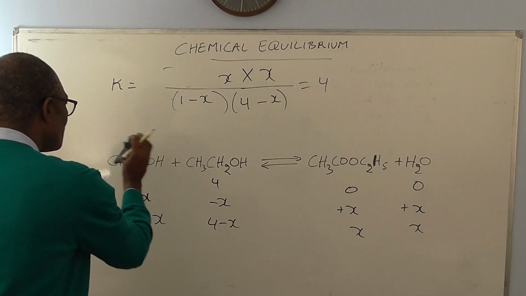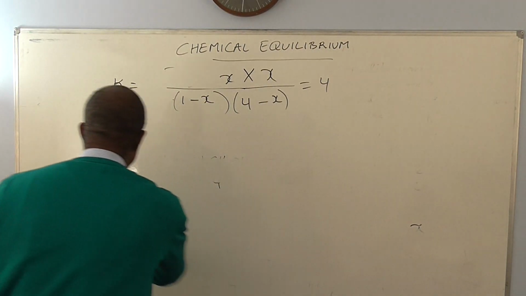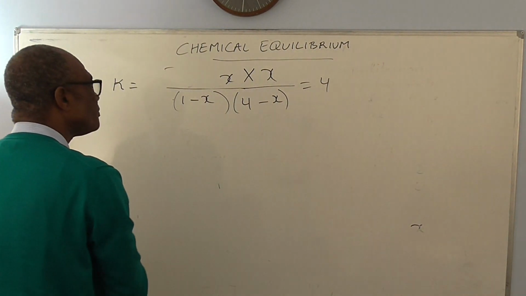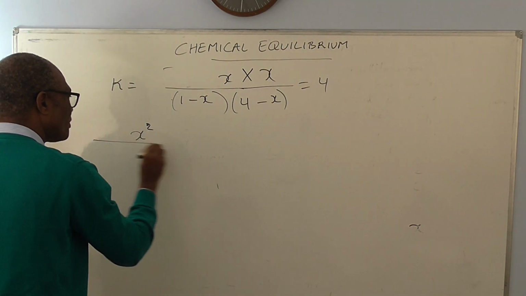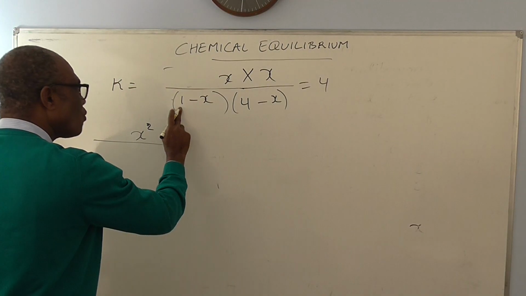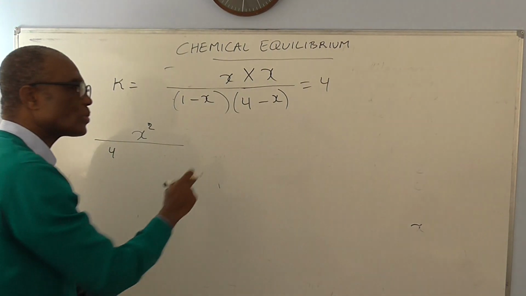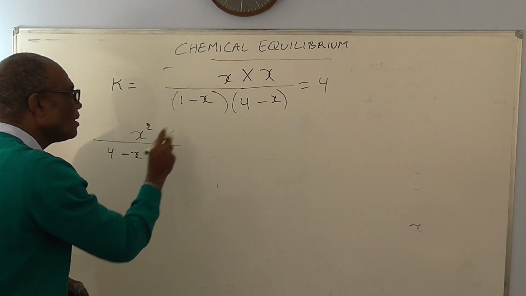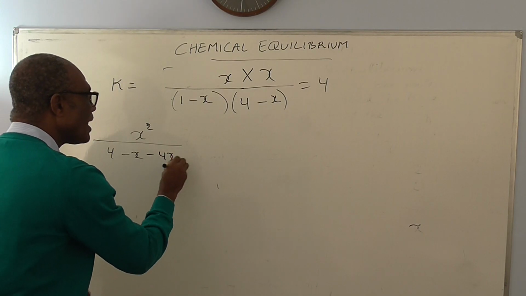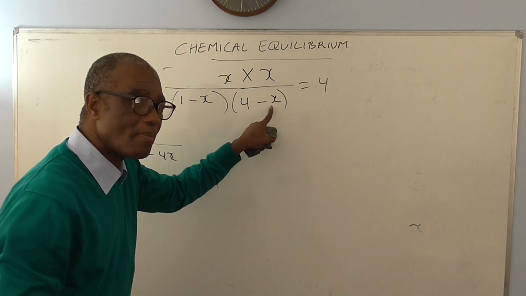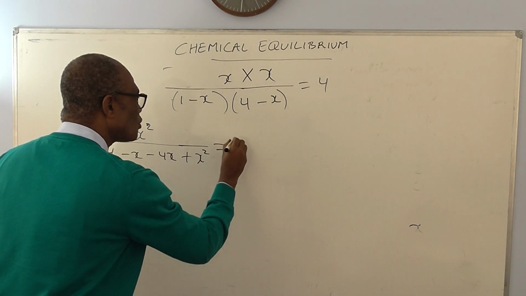Now, from here, x multiplied by x will give x squared at the top. At the bottom, we have 1 multiplied by 4 gives 4. 1 multiplied by minus x gives minus x. Minus x multiplied by 4, I get minus 4x. Minus x multiplied by minus x, I get plus x squared, is equal to 4.